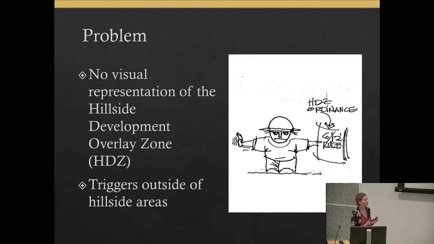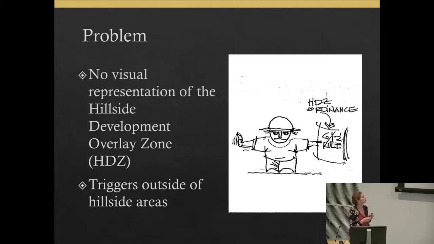So previously, if you wanted to know if it was on your site, you would use your average cross slope to sort of guide you, but we've seen that's not the same measurement. So what was happening is a lot of the impact area was flying under the radar. The second problem is that this zone triggers outside of hillside areas.